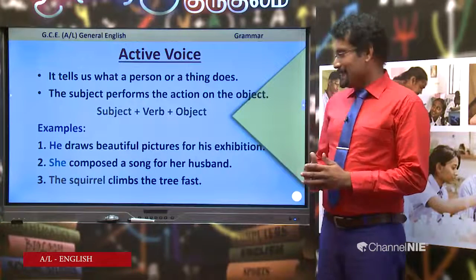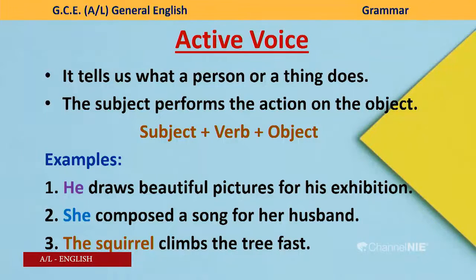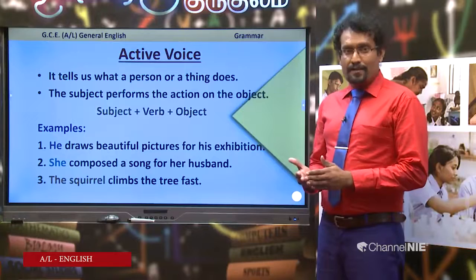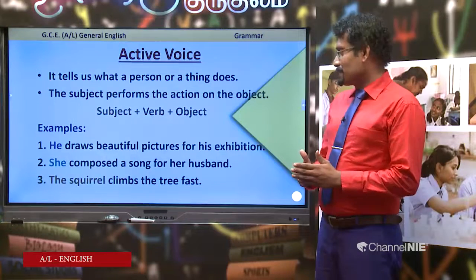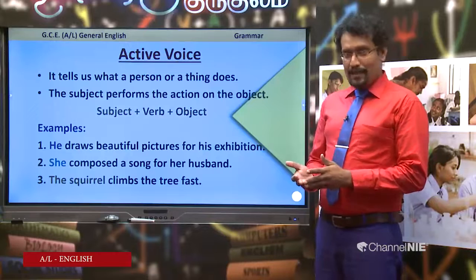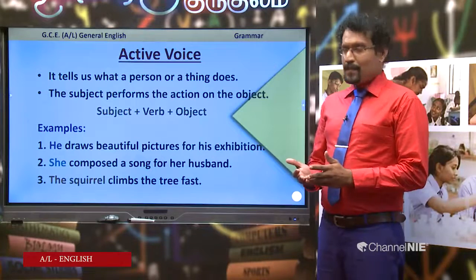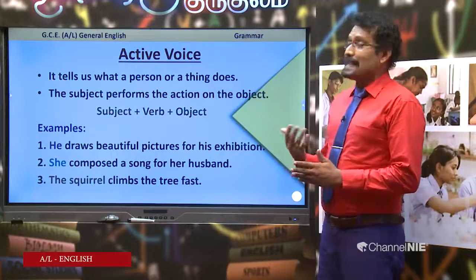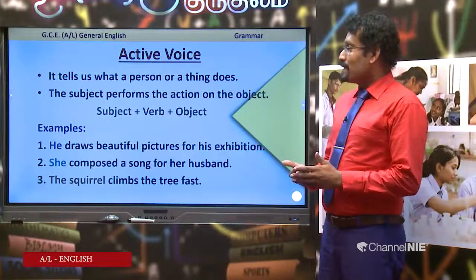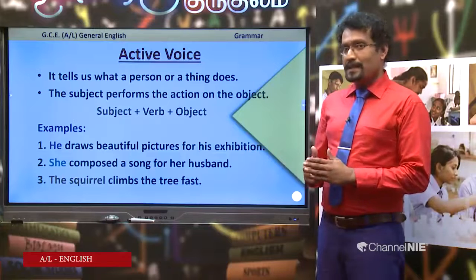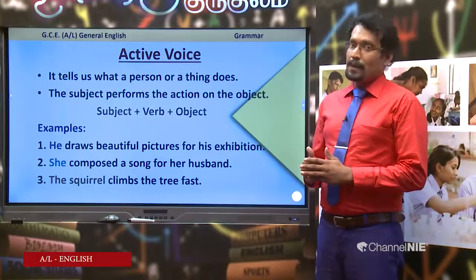Third sentence, the squirrel climbs the tree fast. The squirrel is the subject, climbs is the verb, the tree is the object. So, active voice is about what a person or a thing does. So, the basic structure is subject plus verb plus object.